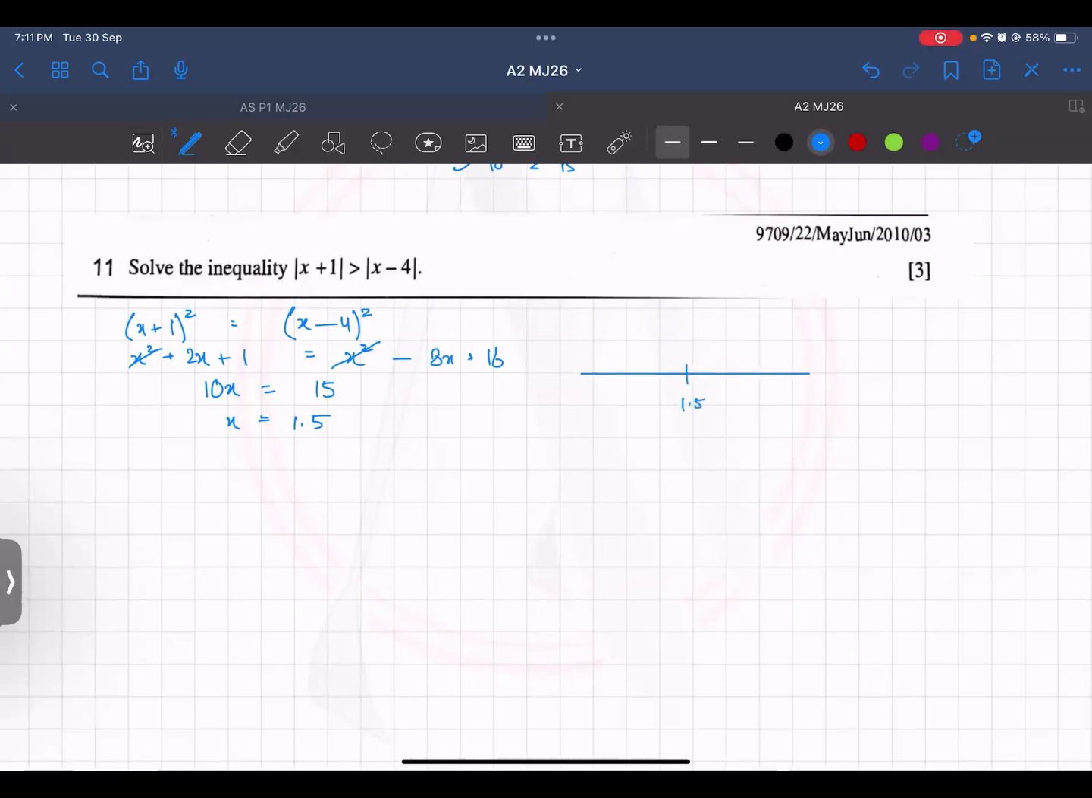So what would you do? 1.5. Any value above 1.5, and any value below it, let's suppose 0. You can check any one of the regions. You don't need to check both of them, because if you find one to be the solution, the other one won't be the answer. If you find the one you are checking to be the wrong part, then the other part would be the solution. So if x is 0, this would become modulus of 0 plus 1 greater than modulus of 0 minus 4. So is 1 greater than 4? No, so this part is not part of the solution. So this is the answer: x should be more than 1.5.